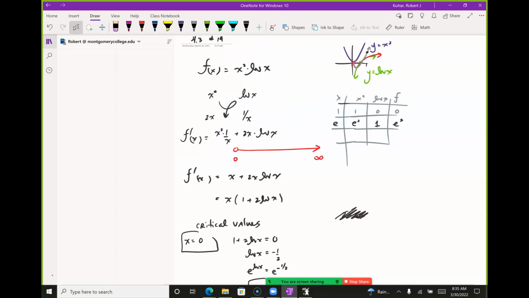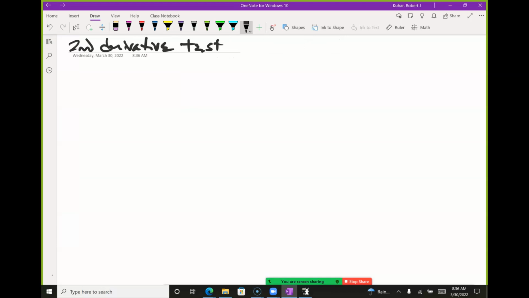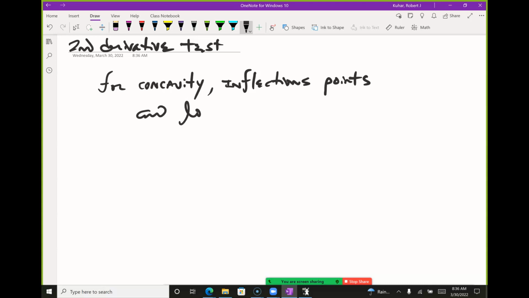So here we go, second derivative test. I want to talk about what this will give us, what this will tell us about the original function, and what I have to conclude about. So first of all, this is a second derivative test for concavity, inflection points, and local mins or maxes. So it's a three-step conclusion.